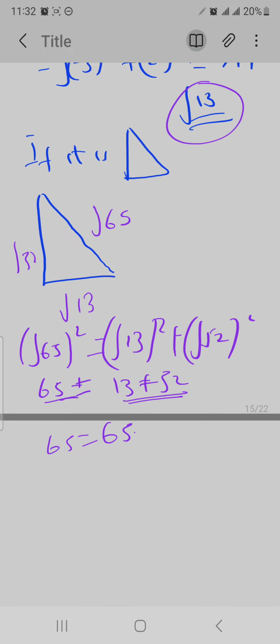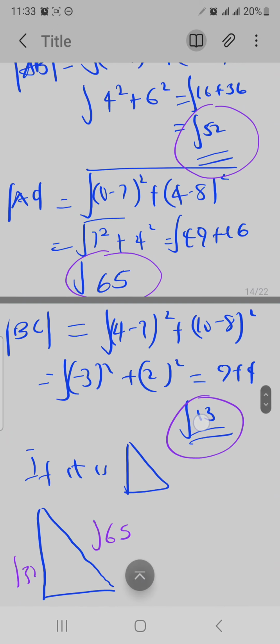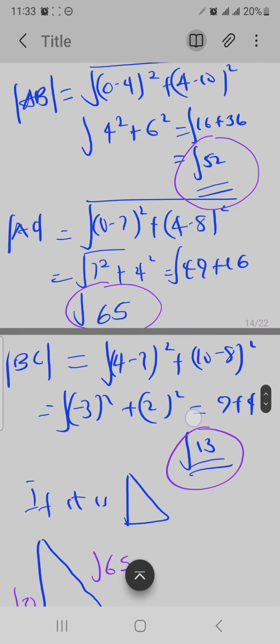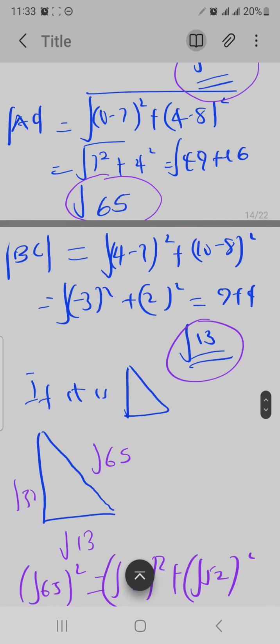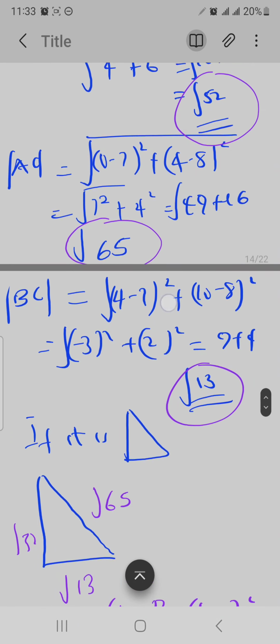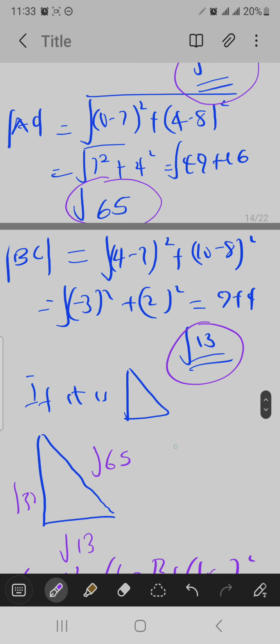And you know what the 65 is? The 13 is BC, so this will be BC or CB. And that one is AC, so this will be A. And the other one is AB. So AB is root 52, BC is root 13, and AC is root 65. And this is the right triangle.